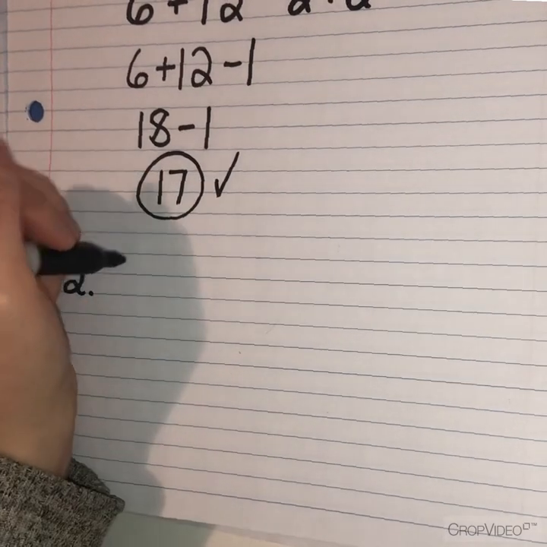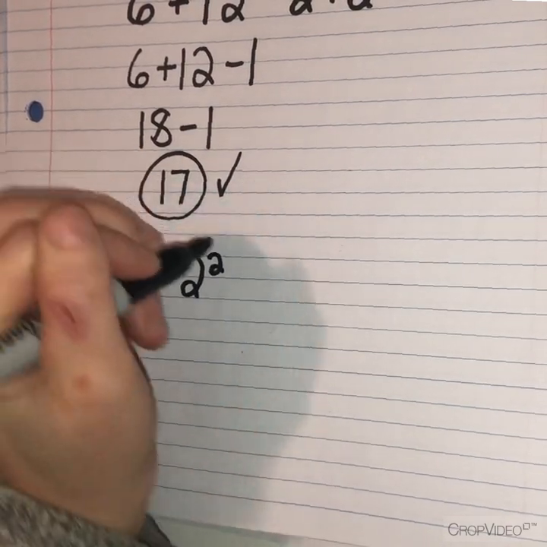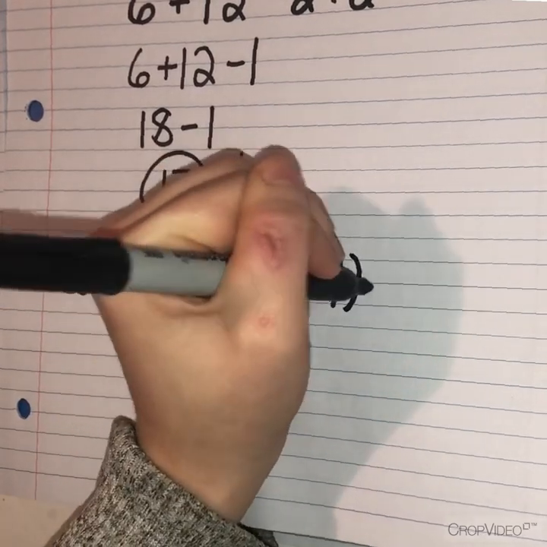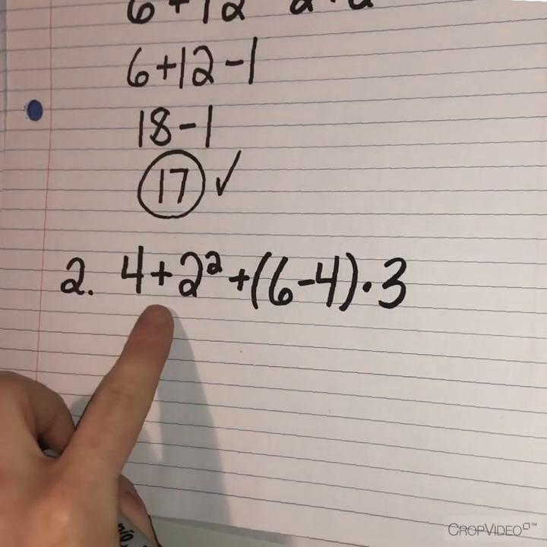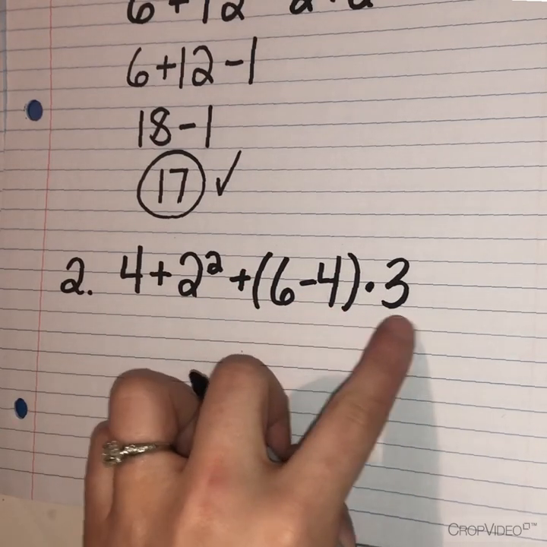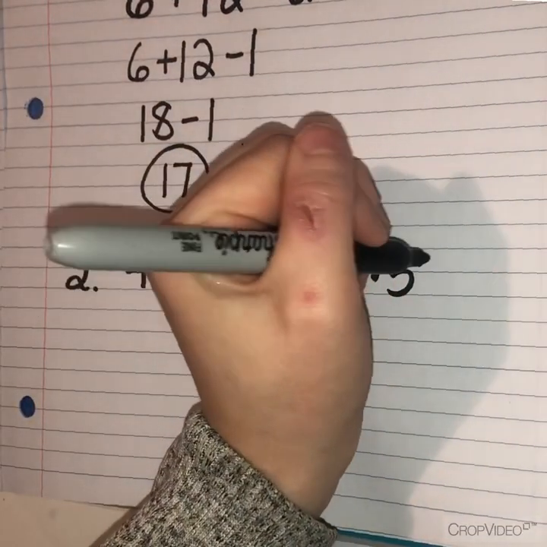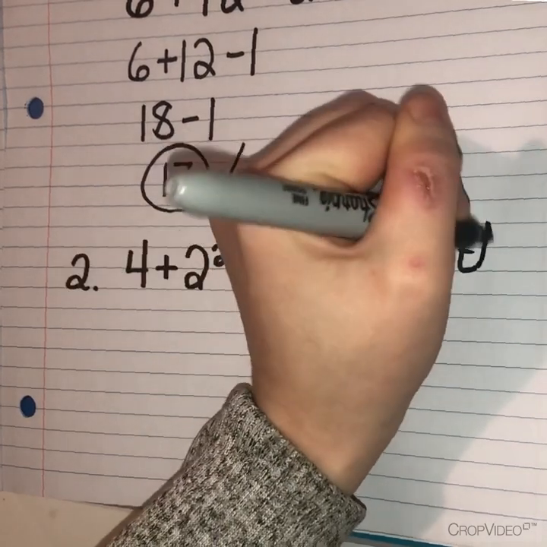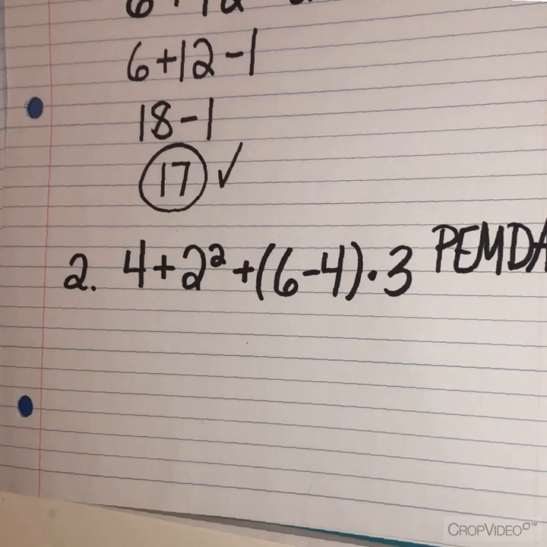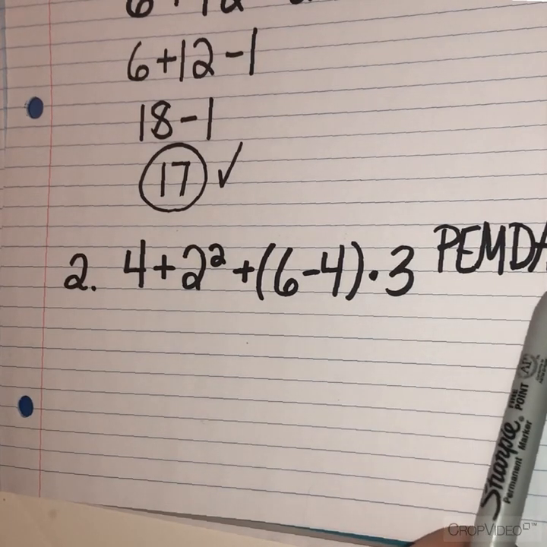Alright, and I have one more example, and this example includes all of the steps. So this will give you an insight as to what your hardest problem might be like. What I have here is 4 plus 2 squared plus, in parentheses, 6 minus 4 times 3. So again, I'm going to write PEMDAS close to my problem, just so I can keep it in mind. So we have parentheses, exponents, multiply, divide, add, subtract.